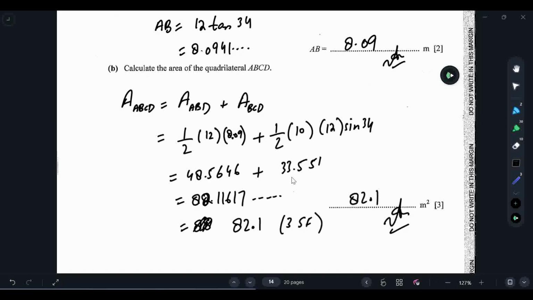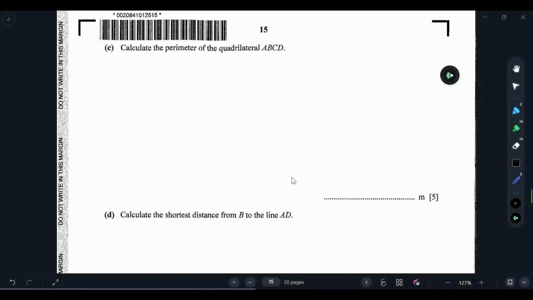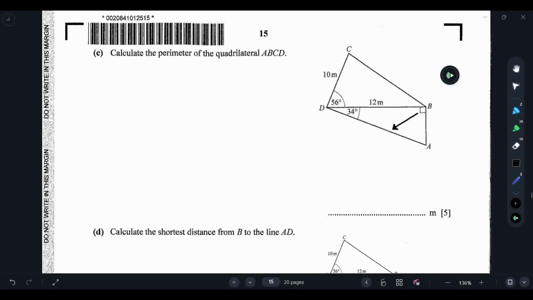Let's move to the next one. Next part, calculate the perimeter of the quadrilateral. Now perimeter of the quadrilateral means what? For the perimeter of the quadrilateral, we need a diagram. So we can use the diagram over here. We have to find out the length of AD. So the perimeter should be equal to the sum of all sides: AD plus DC plus CB plus AB.